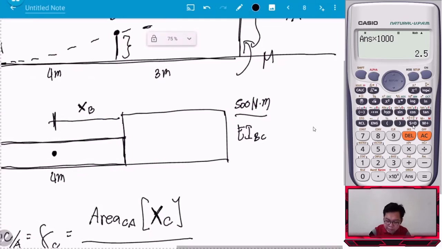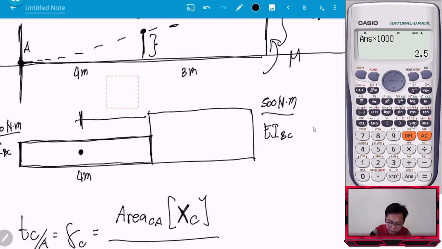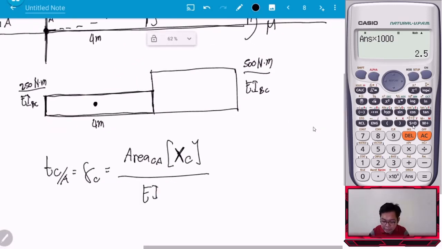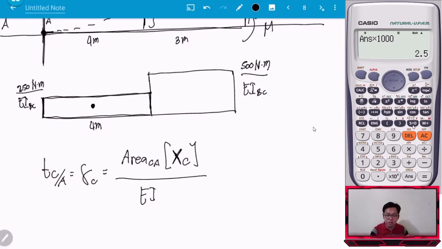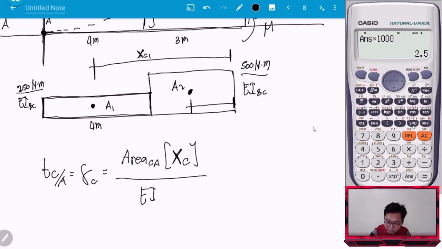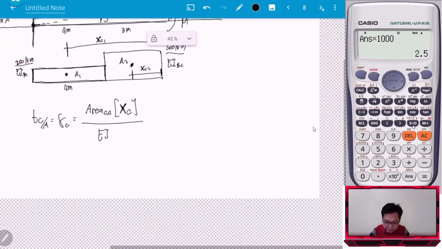Notice na sa area from A to C, dalawa yung areas natin, di ba? From A to C, we have ito, at saka yan. Meaning, dalawa din yung centroids natin. I-refer mo yung lahat ng yan from C. Tawagin ko lang itong area 1, area 2. So, this will be XC1, XC2. Okay tayo dyan, ha? I think diretso na lang, ilalagay ko na lang agad yung sagot dito.